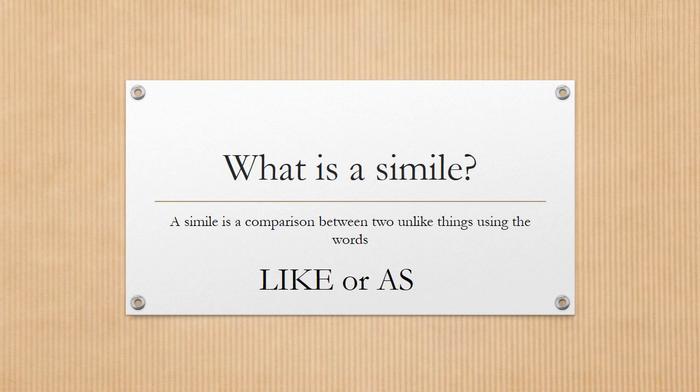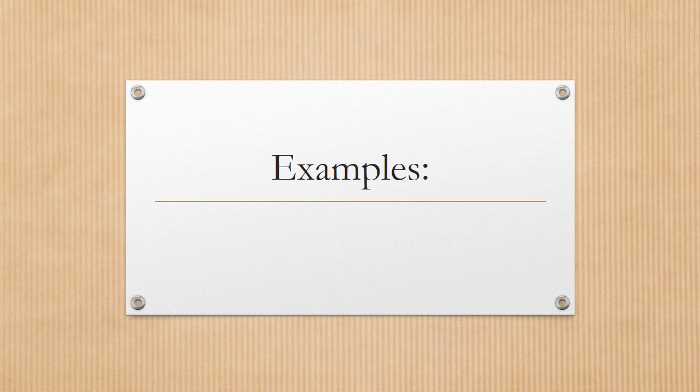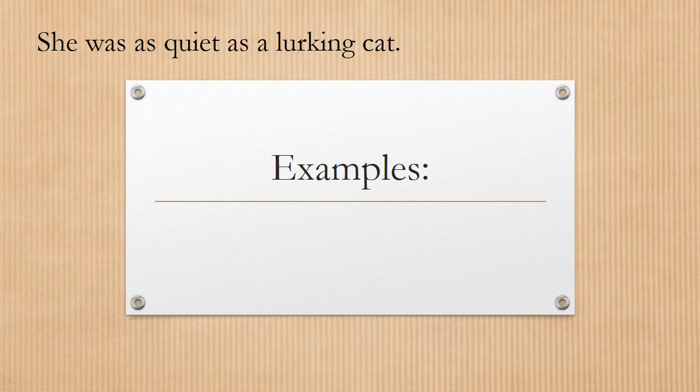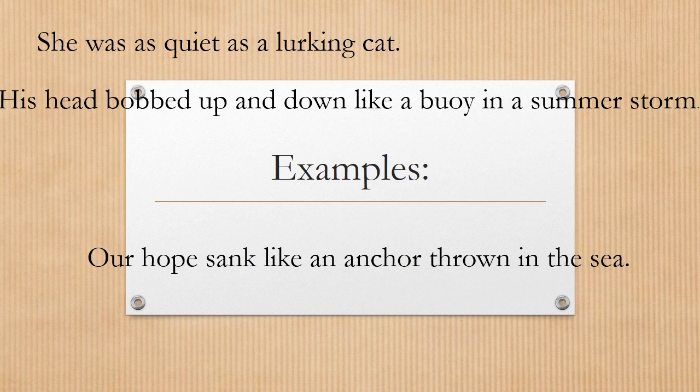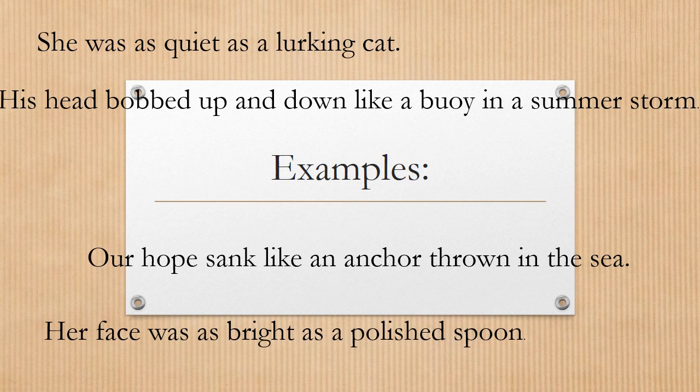We know that in our writing, especially in our narrative writing, using rhetorical devices or fancy devices like similes will help our writing to get better, not only to add originality and creativity, but also to make it more interesting for readers to read. Some examples of original similes include, "She was as quiet as a lurking cat." "His head bobbed up and down like a buoy in a summer storm." "Our hope sank like an anchor thrown in the sea." "Her face was as bright as a polished spoon."